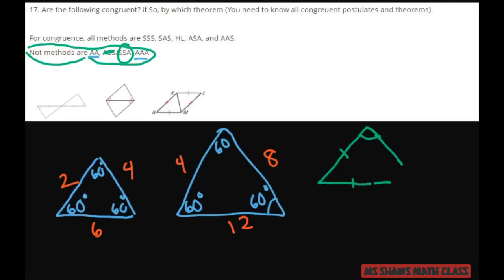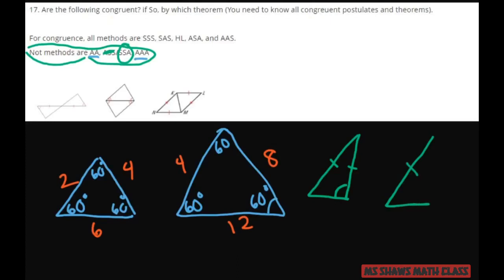So basically what I can get with the side-side angle, and let me just draw two pictures. I can get a triangle that looks like this. Okay, so I have an angle here and two sides here are congruent. Or I could have this side and this side congruent to each other, but this angle could be bigger. So the triangles aren't congruent.